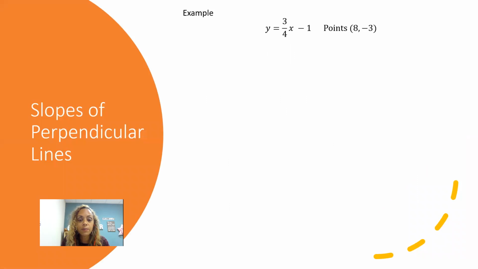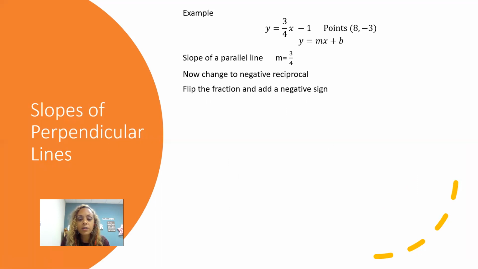Okay, let's do another example. We have y is equal to 3 over 4x minus 1. The point they gave us was 8 and negative 3. So there's our slope-intercept form, and we know the slope of our parallel line is 3/4. So now we need to change to a negative reciprocal: flip the fraction and add a negative sign, remember? So our new slope is negative 4/3.